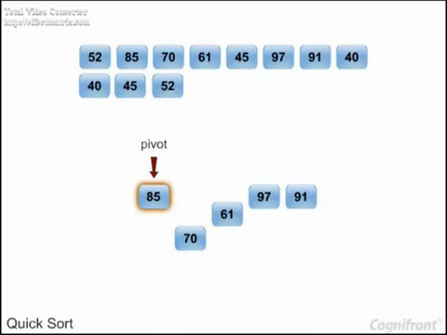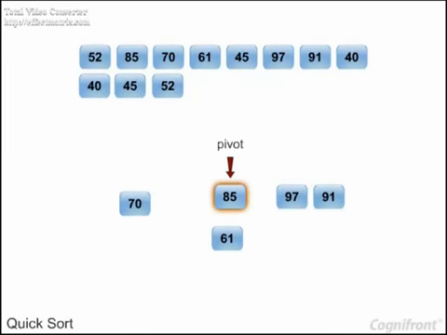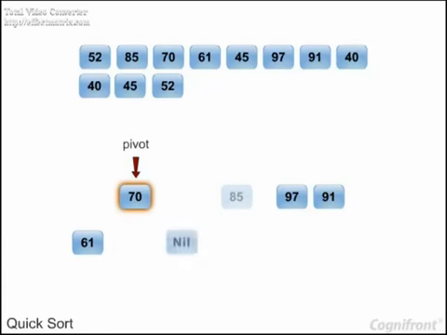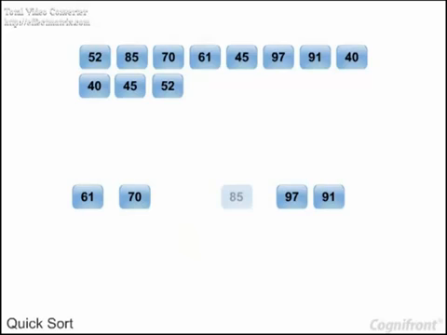Now, the array is partitioned into two sub-arrays. First one contains 70 and 61 and the second one contains 97 and 91. First we will sort 70 and 61. Here 70 is the pivot and the array is again partitioned into 61 and nil. Then 61 and 70 are combined.